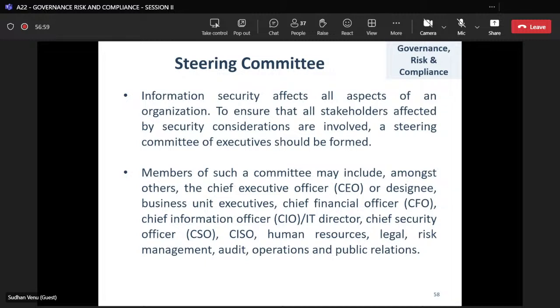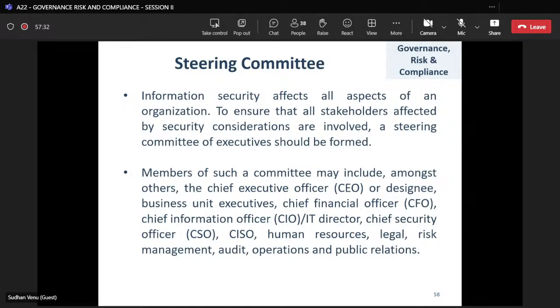Information security affects all the aspects of the organization, and if any information security is breached, it will affect all the aspects of the organization. To ensure that all the stakeholders affected by security considerations are involved, a steering committee of the executive should be formed. The main purpose is decision making and providing security consideration in terms of information security.